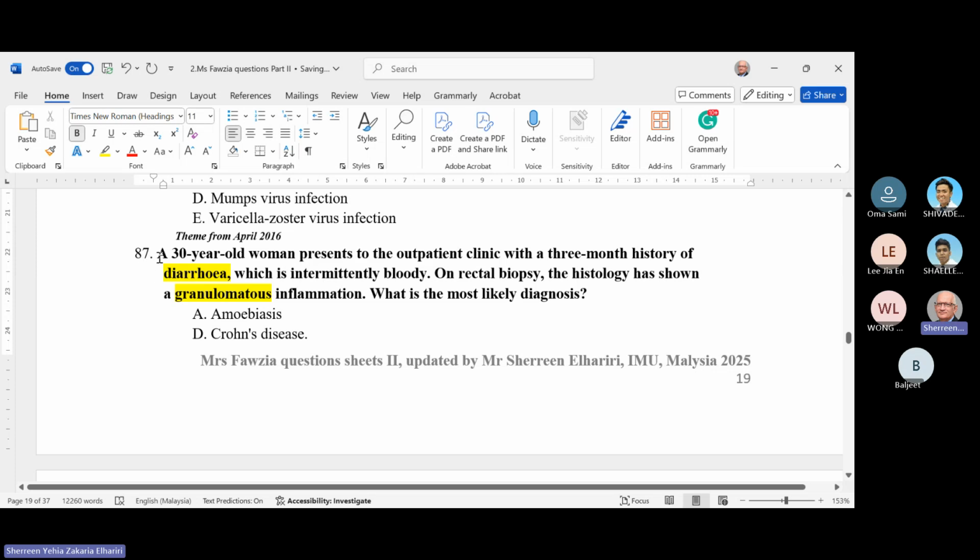After that, we have a 30-year-old woman presented in an outpatient clinic with a 3-month history of diarrhea, which is intermittently bloody. Again, it is important to know that if we mention a woman and don't give nationality, she is considered British. So this question is about a 30-year-old British woman. On rectal biopsy, histology shows granulomatous inflammation. What is most likely? This British lady has bloody diarrhea and granuloma. What's your diagnosis?